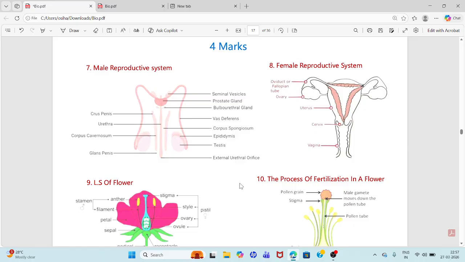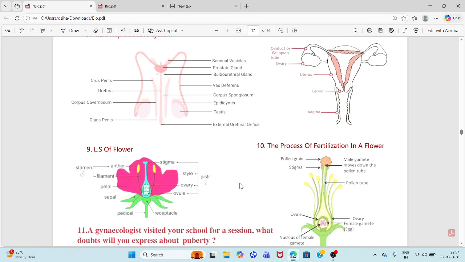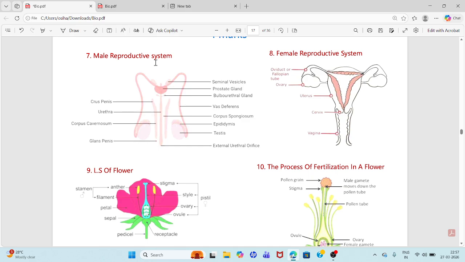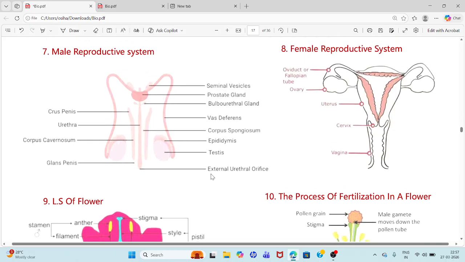If you see here, all four questions are diagrams. You have to draw diagrams. Male reproductive system. So I'll zoom this. So practice this diagram. This is the male reproductive system.